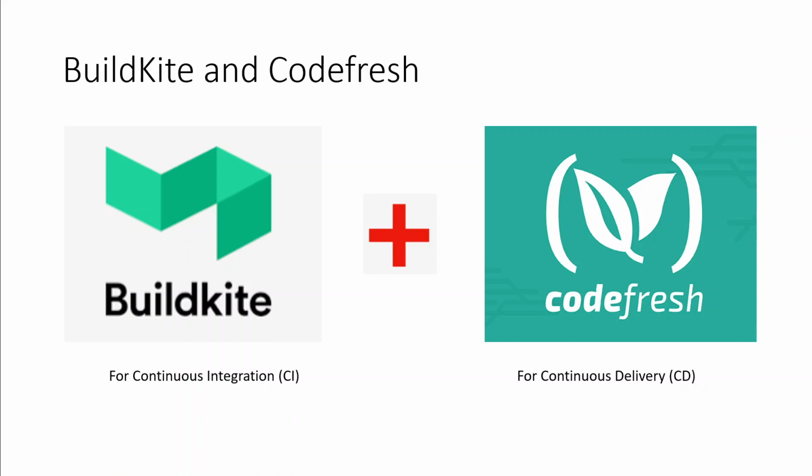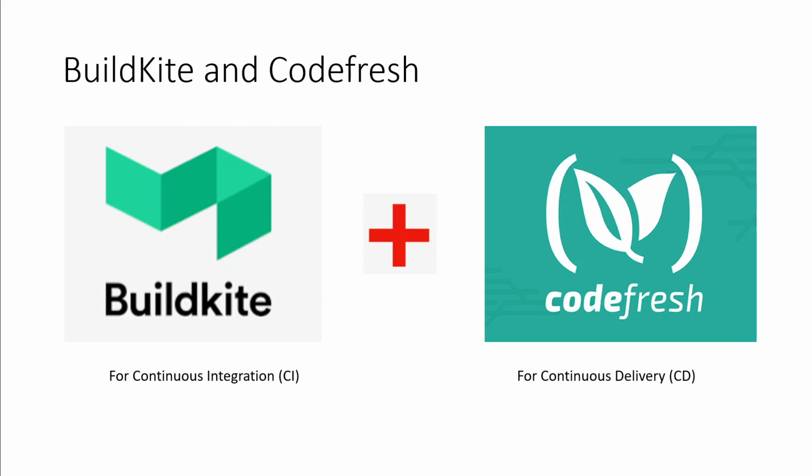BuildKite is primarily a continuous integration tool which takes care of the CI, or continuous integration, side of things, which means everything which is needed for the build process to create artifacts from your source code. Whereas Codefresh is a next generation enterprise software delivery platform for your cloud native applications, and it is mainly geared towards Kubernetes and deploying microservices on it.